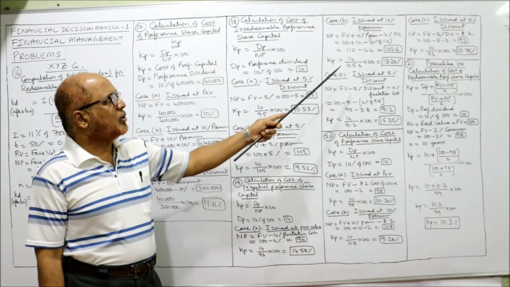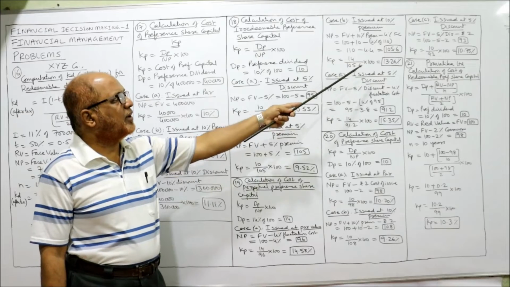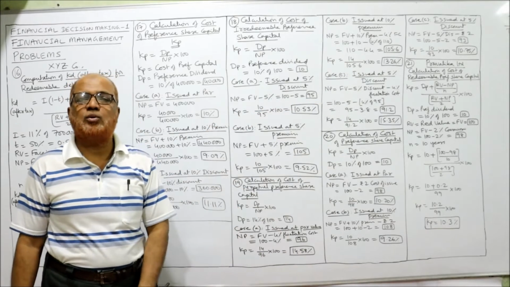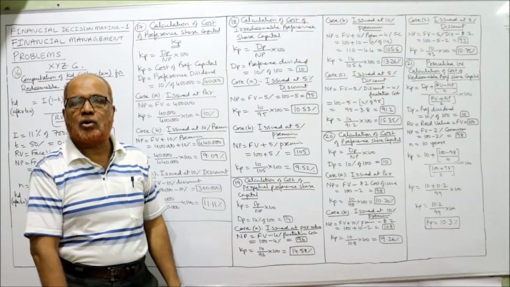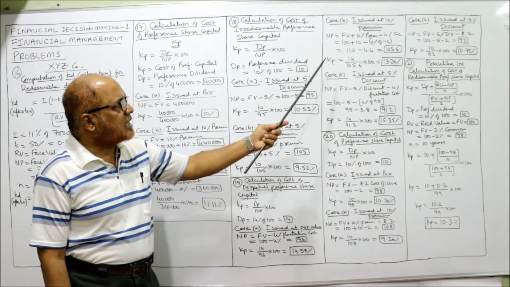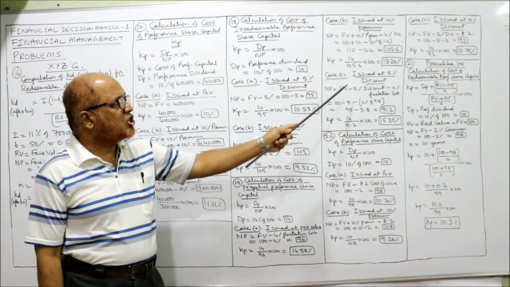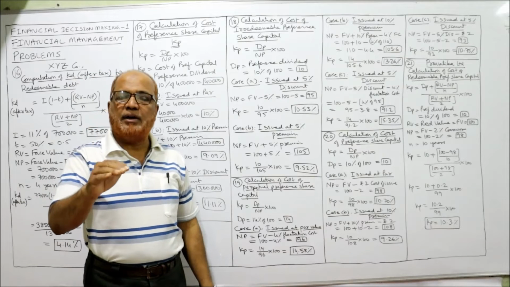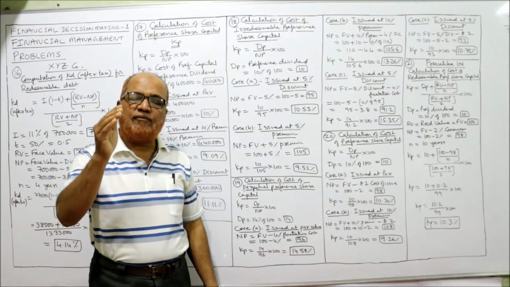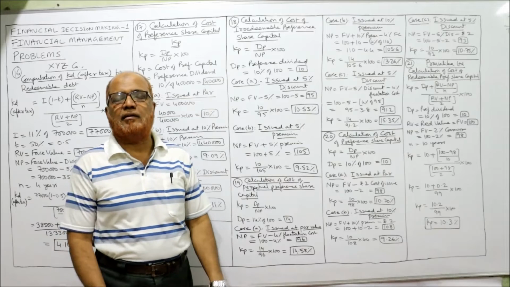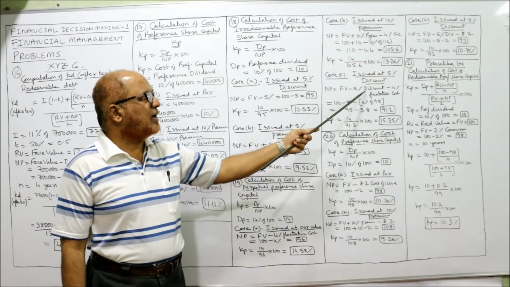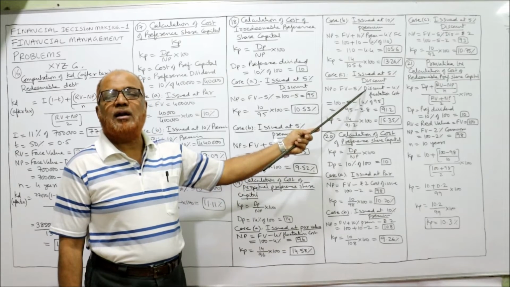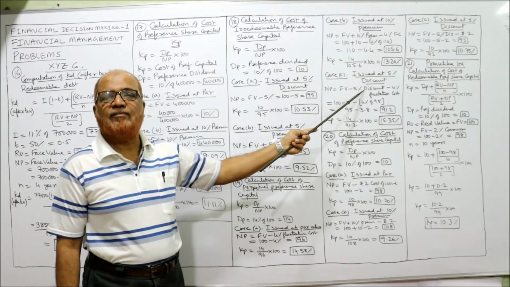So KP is equal to DP. 14 divided by 105.6 into 100, 13.26 is the KP, cost of preference capital. Last one, case C. Issued at 5% discount. So discount will be deducted and flotation cost will also be deducted. So 100 minus 5% discount. So 100 minus 5 is 95.